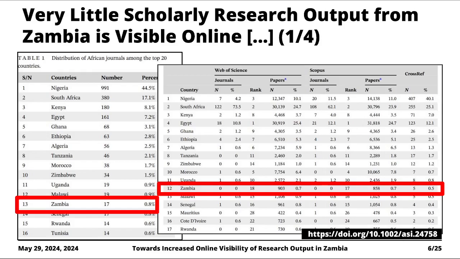The table on the right, on the other hand, is quite telling, and it raises very serious concerns. I want to draw attention, for instance, to the column that says journals under Web of Science. Apparently, Zambia does not have any journals indexed there, compromising the visibility of research coming from Zambia. If you look at Scopus, very same picture: 0 journals coming from Zambia.